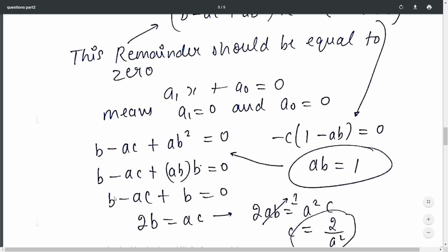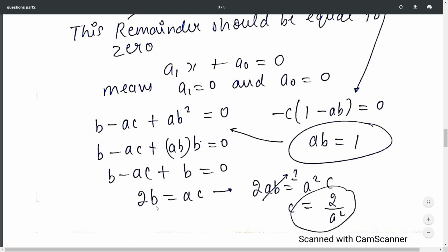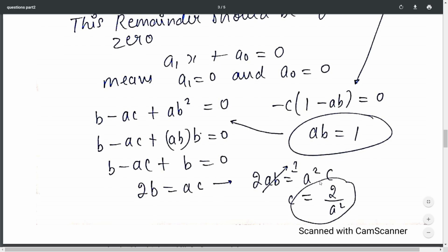This value becomes 1. Then b minus ac plus b becomes 2b. ac goes to the other side. Then I multiply with a both sides. So it becomes 2ab is equal to a square c. 2ab value is 1. So 2 is equal to a square c, or c is 2 by a square.